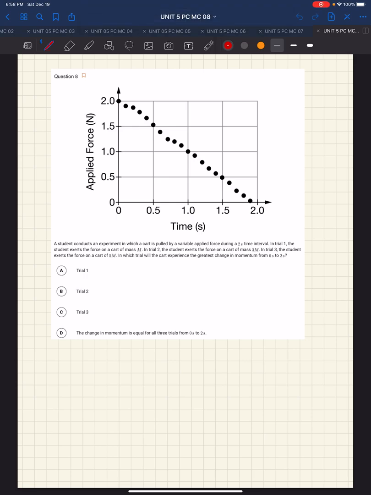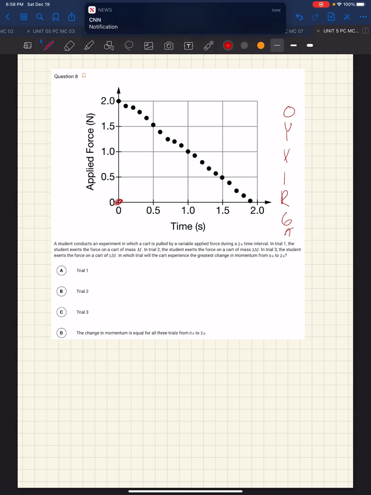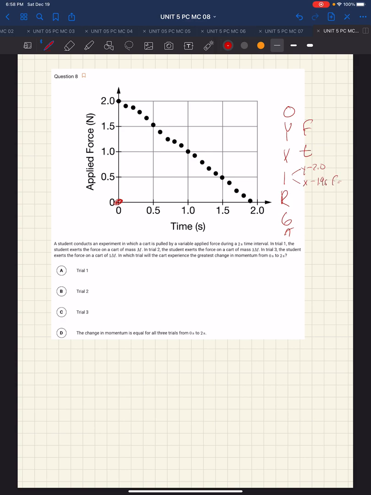So this question here, we have a graph, so we start right off with our axes. The origin is here at 0, 0. We found that. Our y-axis is the force. X-axis is time. The intercept, yes, we have a y-intercept of 2.0, so that means at time 0 there was a force. There is also an x-intercept that at about 1.9 seconds, F equals 0. So we can see the force decreases from 2 to 0.